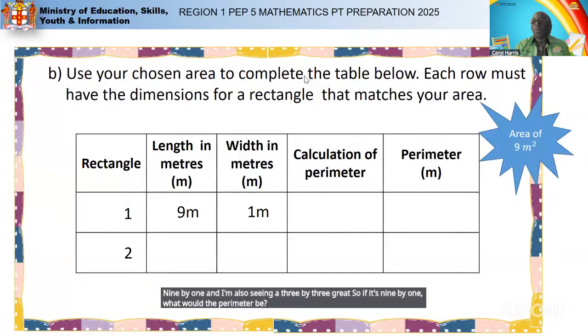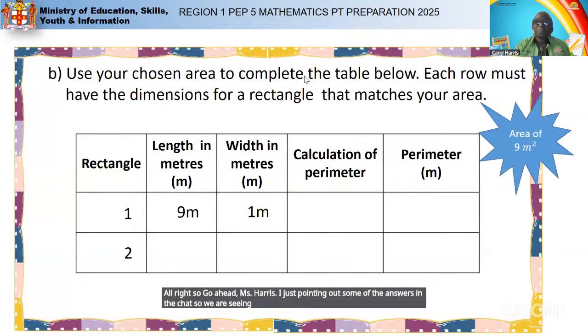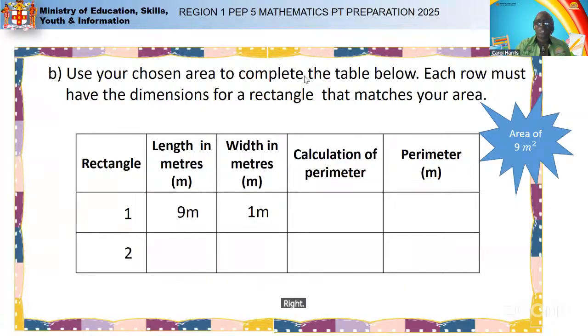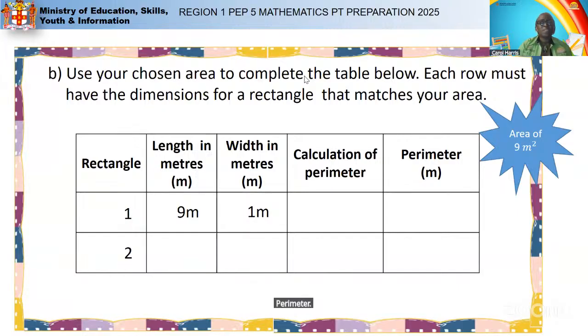So 20. Remember the units. I see 20 meters, yes, good. I'm just pointing out some of the answers in the chat. So we're seeing 20 meters, right, for the perimeter. How did we get that 20? Could I see a little bit of the addition or whatever you did to get that 20? Let's see some addition of how we got that 20.